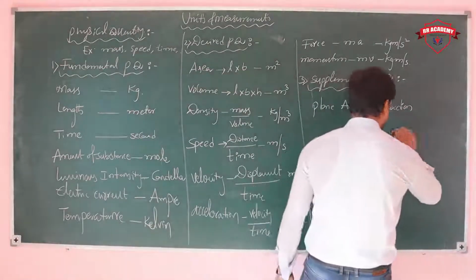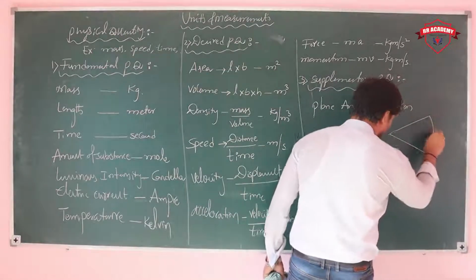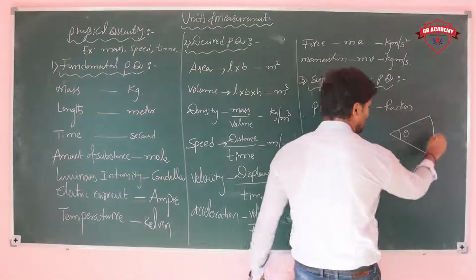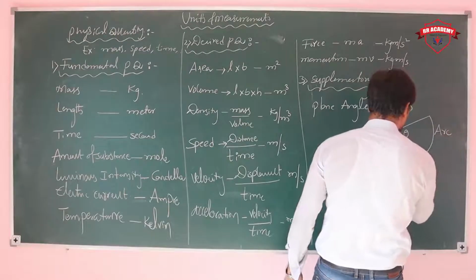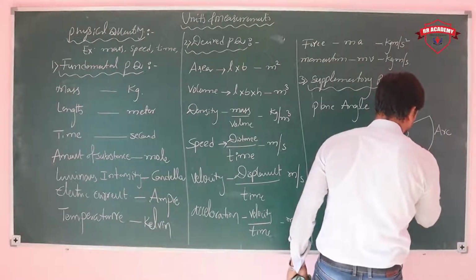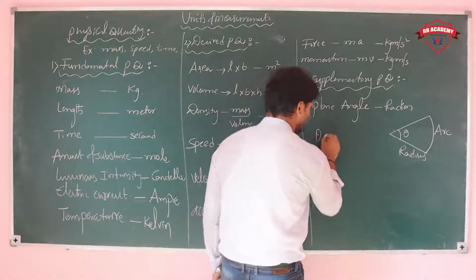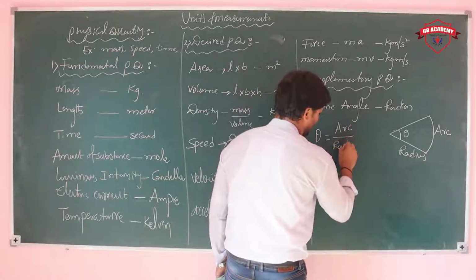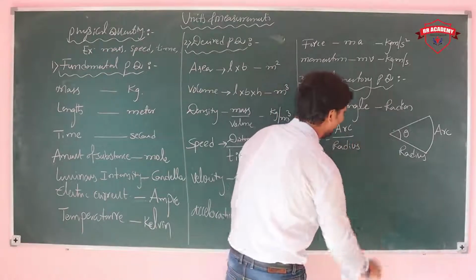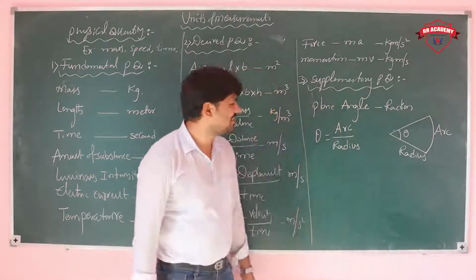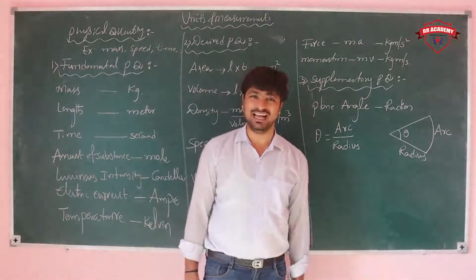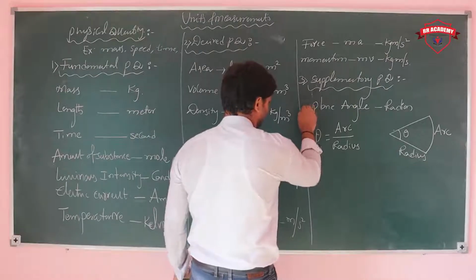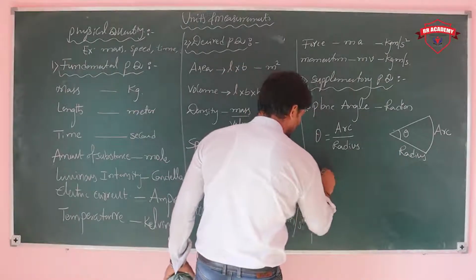For example, the angle of a sector. If you are checking this angle, this is called the arc length and this is called the radius. So how are we measuring this angle? Theta, the angle, is simply arc length upon radius. And we measure that in radians. Next, after the plane angle, the second one is the solid angle.